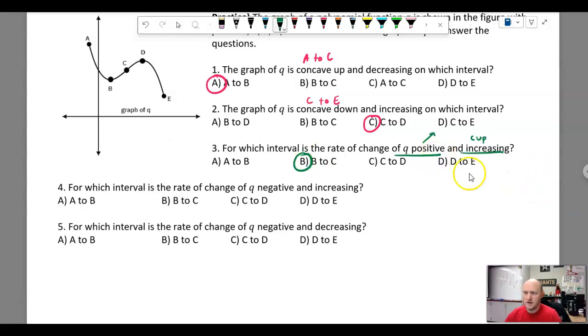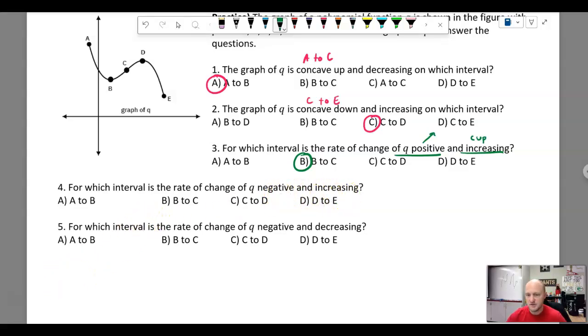Okay, number 3, we have B to C. The rate of change is positive, meaning it's going up, and increasing, rate of change increasing, meaning concave up. You can annotate this: rate of change positive means it's going up. Rate of change increasing, that means concave up, like a cup. Number 4, for which of the intervals is the rate of change of Q negative and increasing?